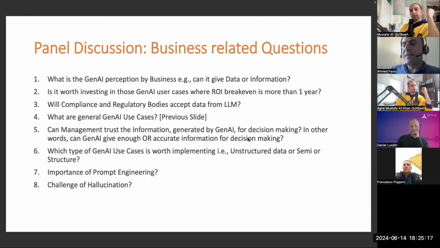I heard Mustafa say that sometimes business might be tempted by sending some information. Did we check if that information is confidential? Maybe it is some confidential business data that I should not be sharing just on a ChatGPT. So there are also all that compliance and security stuff that we need to have in mind when addressing these use cases.